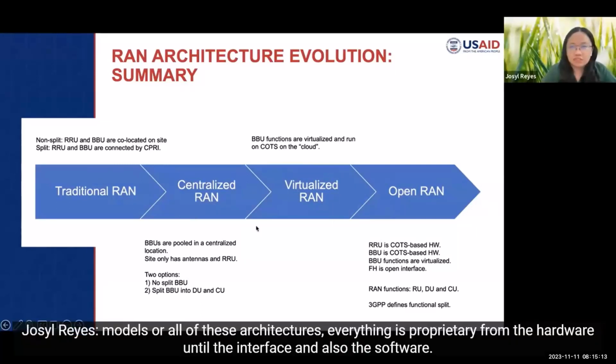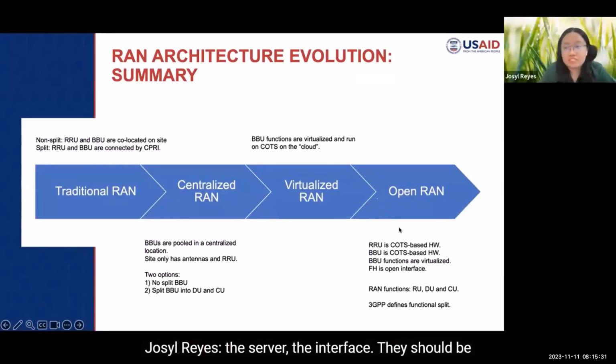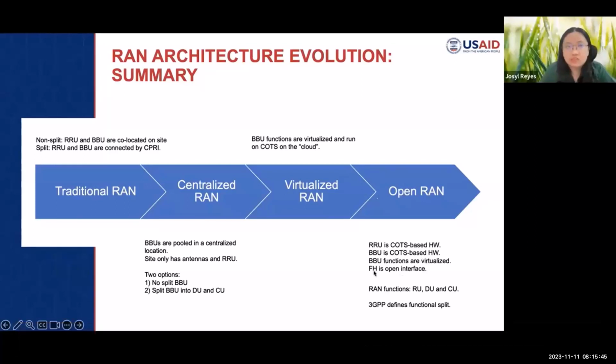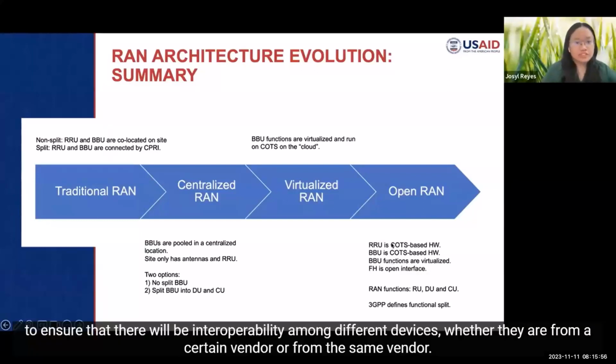Okay, so in all of these architectures, everything is proprietary from the hardware until the interface and also the software. But for Open RAN, every physical component, the hardware, the server, the interface, should be open or commercial off the shelf. The remote radio unit and BBU are COTS-based hardware. BBU functions are virtualized on top of the COTS-based hardware. Fronthaul interface is also open. The software may be proprietary, but essentially the hardware is all open to ensure interoperability among different devices, whether they are from the same vendor or not.